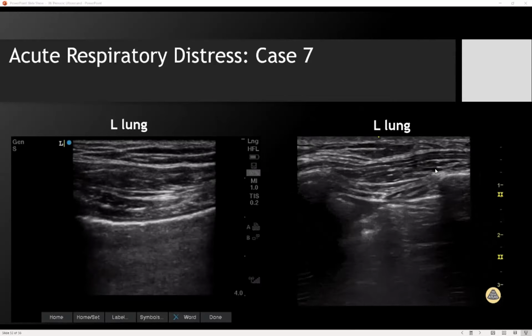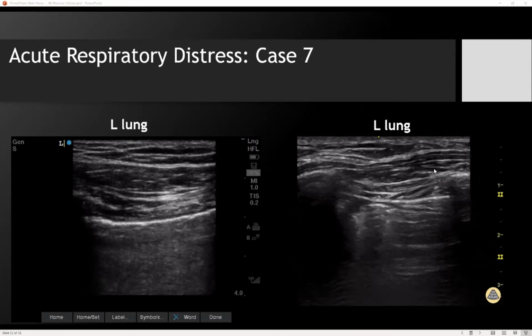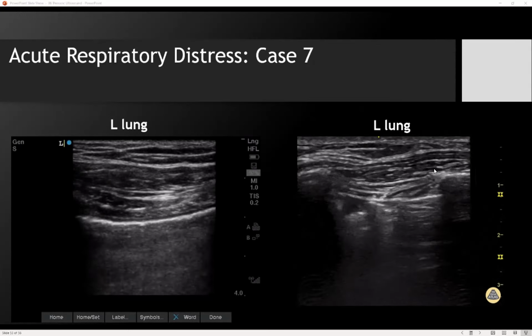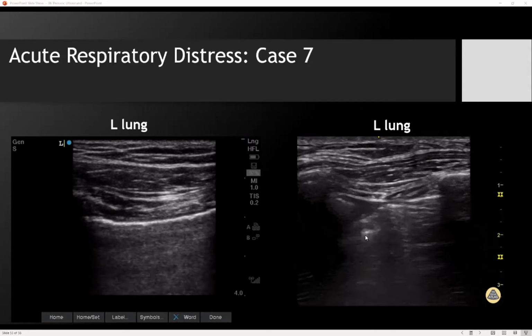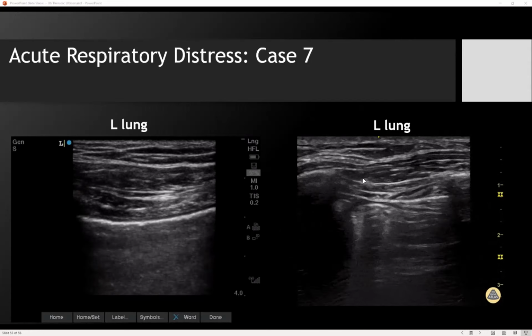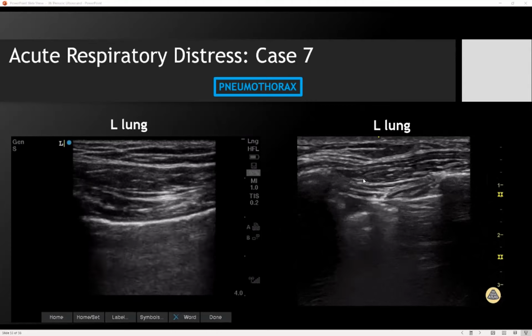And then I think this is the last case, and I won't insult anyone by making them identify lung point. This is lung point. It's on every single pulmonary and critical care board exam. So this patient also has a pneumothorax.